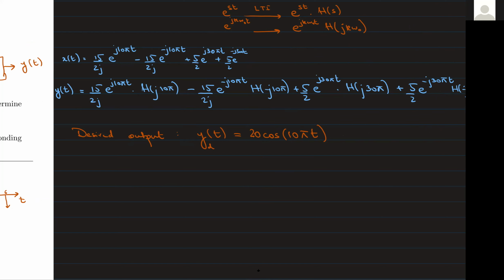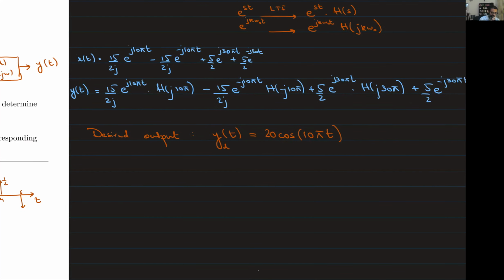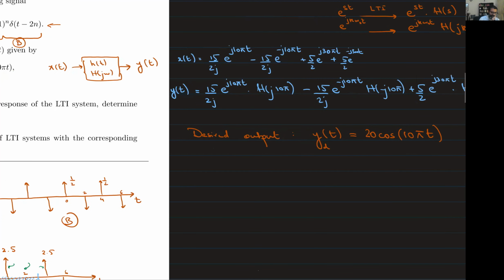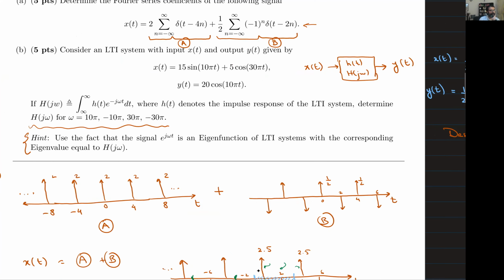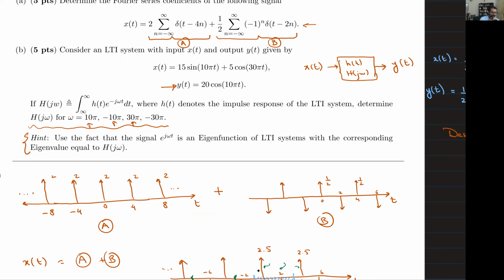Can you show the question again? Right. So the question is, this is your desired output, y of t. You need to find this h of j omega for these values: plus 10 pi, minus 10 pi, 30 pi, and minus 30 pi, for all of them, so that the output becomes y of t equals 20 cosine 10 pi t.